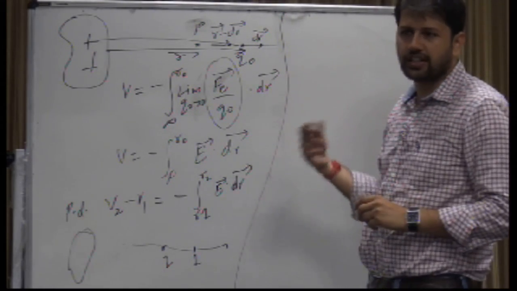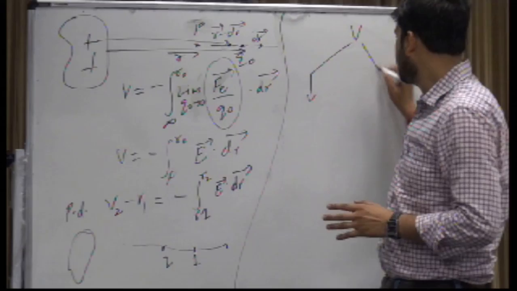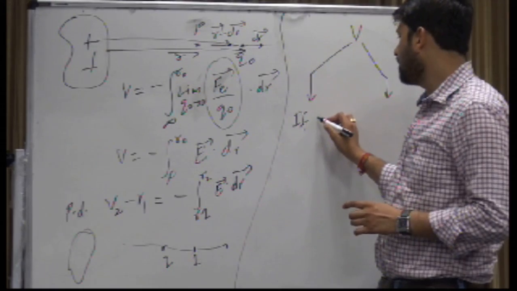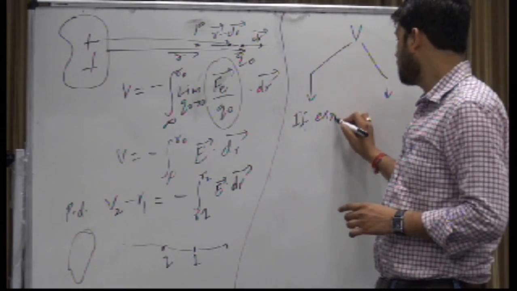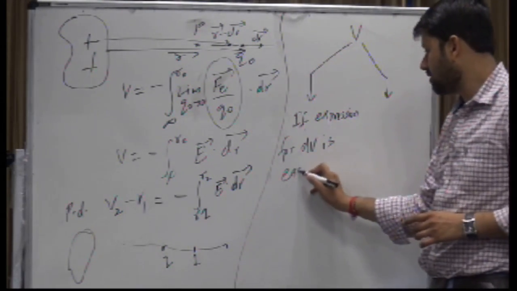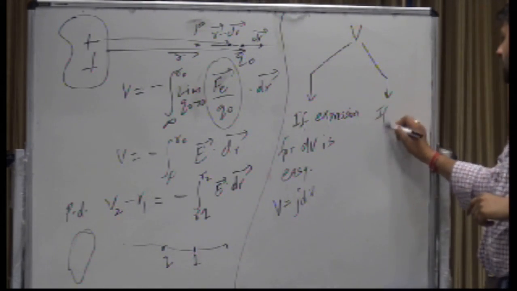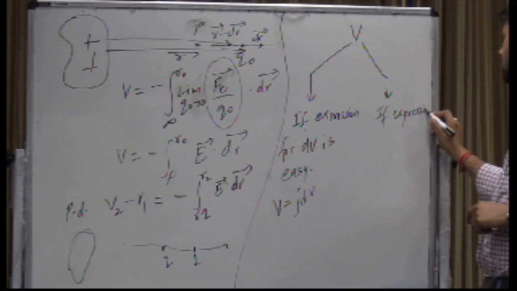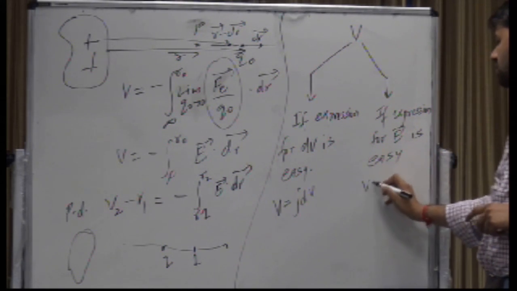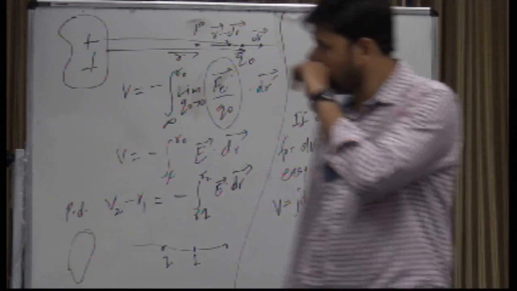to find potential due to bodies, there are two possible ways. Way 1 or 2. If the expression for dV is easy, you can find potential by integrating dV. ठीक है? If the expression for E vector is easy, you can use this. Two possibilities. I'll show you. Anyone is asking a doubt?